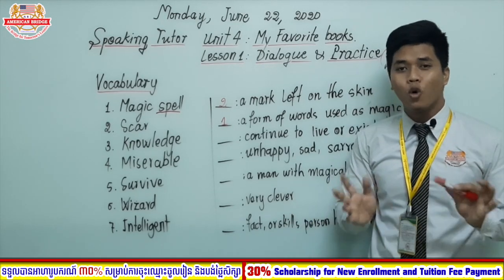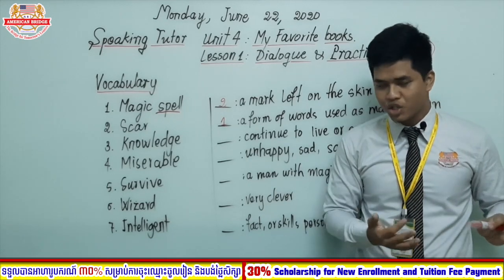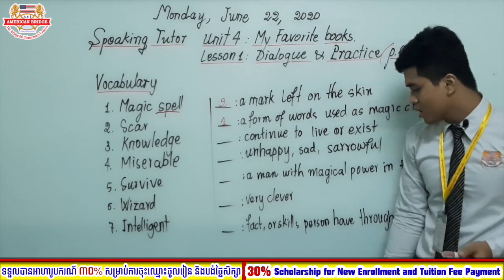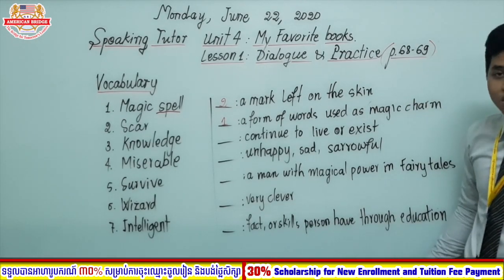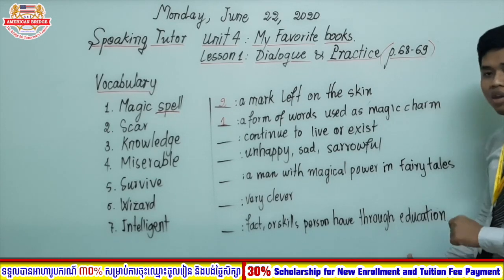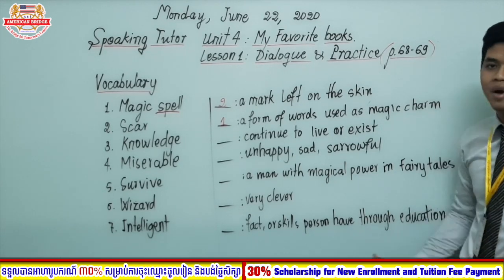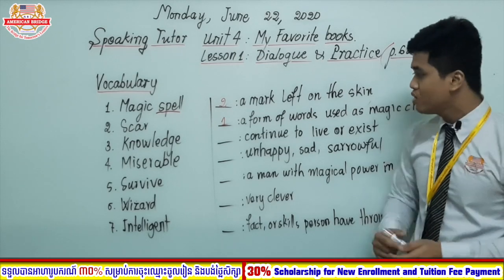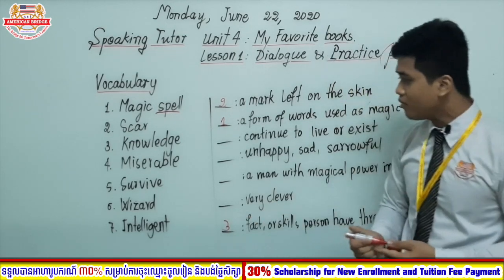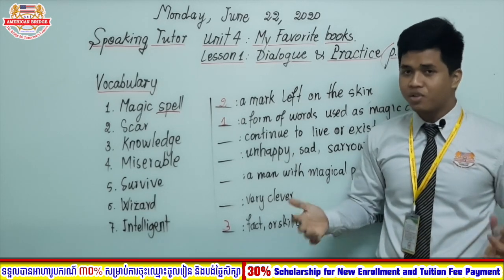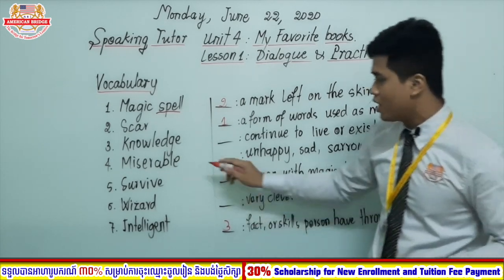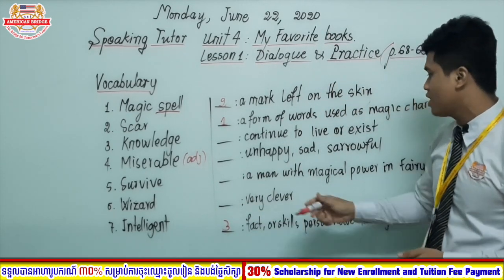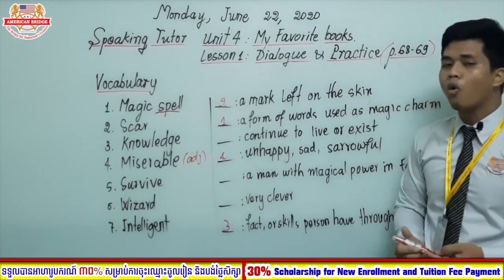Knowledge comes from the word know. When you know something, you have knowledge. So knowledge refers to a fact or skill a person has through education. When you get education, you go to school to learn, or you learn by yourself, it's all part of education. You know something, you are able to do something, which means you have knowledge. Okay, good. Number four is miserable. Miserable is an adjective. When something is miserable, it's unhappy, sad, or sorrowful.